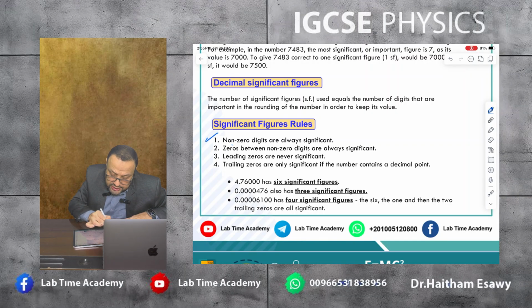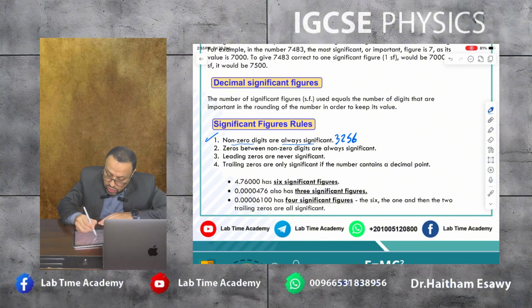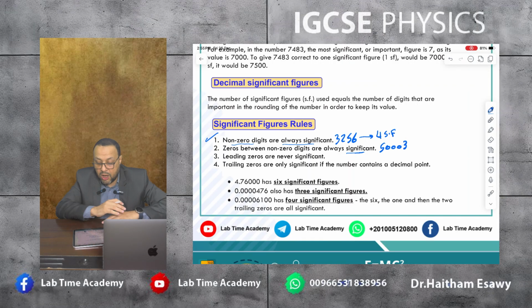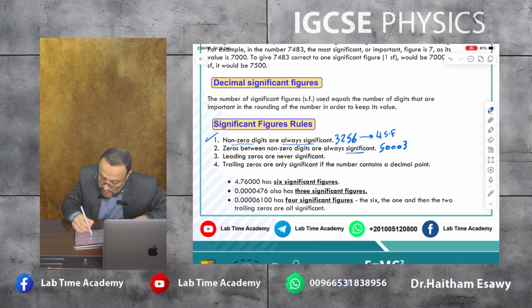Here the first rule: non-zero digits are always significant. For example, if I have 3, 2, 5, 6, how many significant figures? There is no zero here, so just count the digits: 1, 2, 3, 4. So we have 4 SF, 4 significant figures. Zeros between non-zero digits are always significant. Give me an example. If we have 5, 0, 0, 0, 3, how many significant figures? Here we have zeros between non-zero digits, so you have to count all of them. So 1, 2, 3, 4, 5. So we have 5 SF, 5 significant figures.